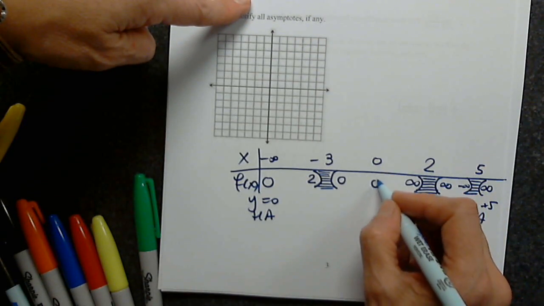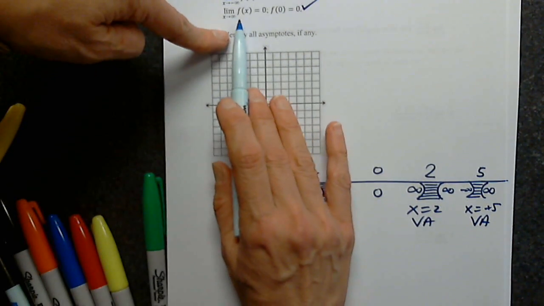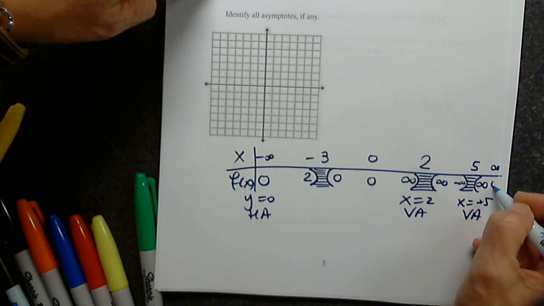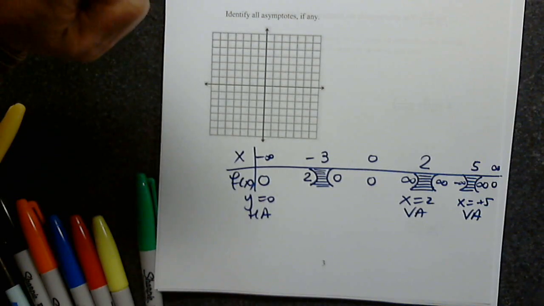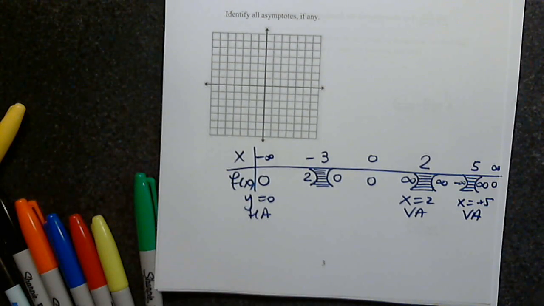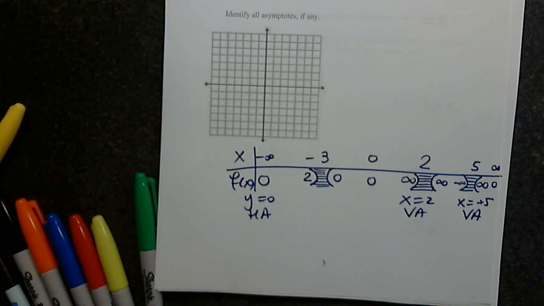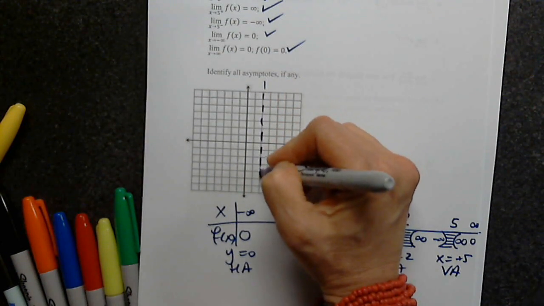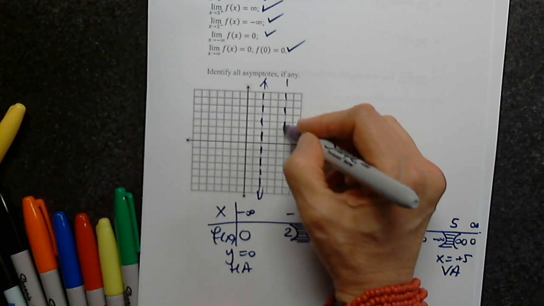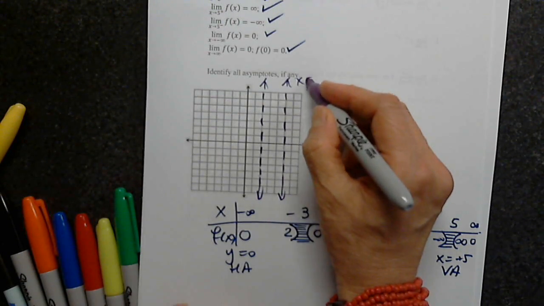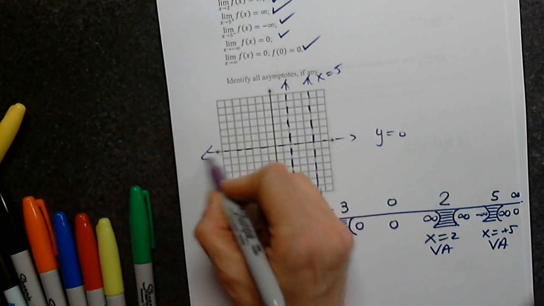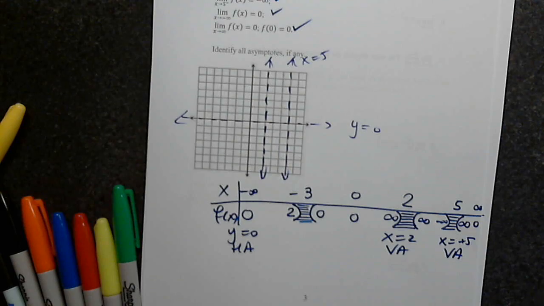F of 0 is 0. I'm done with that. And the last one is the limit of f of x as x approaches infinity, which is also 0. I have to show infinity and I have to show 0. So now I really have no difficulties. I'm going to draw x equals 2, x equals 5, and y equals 0. And now I'm ready to graph the function.